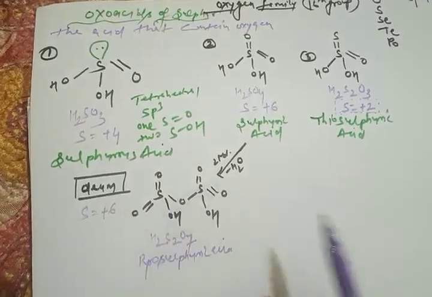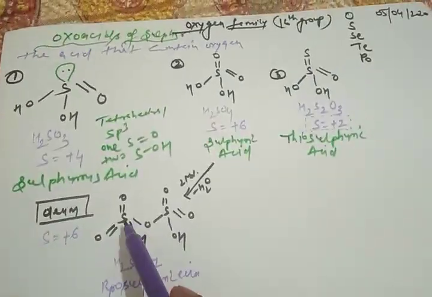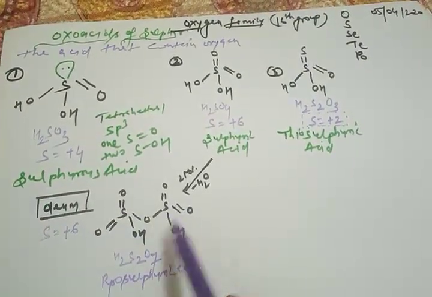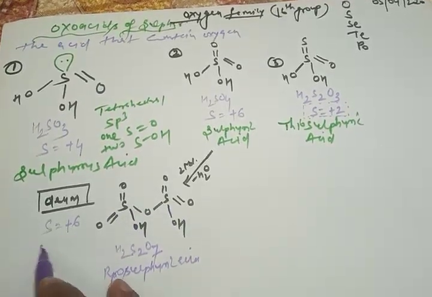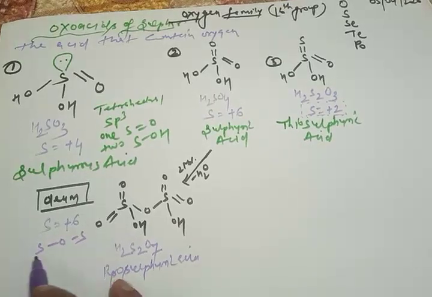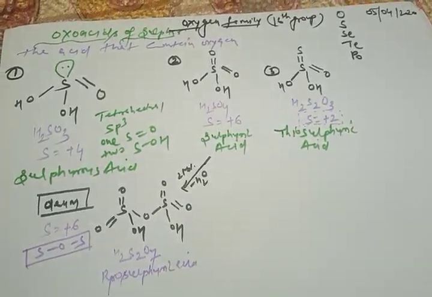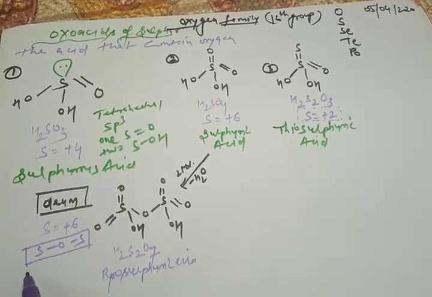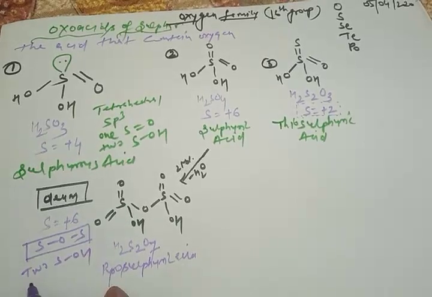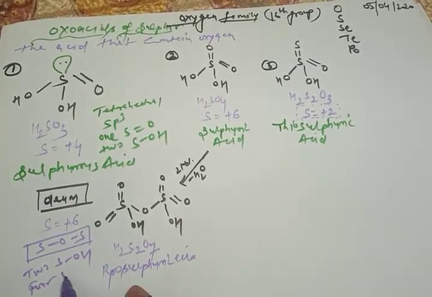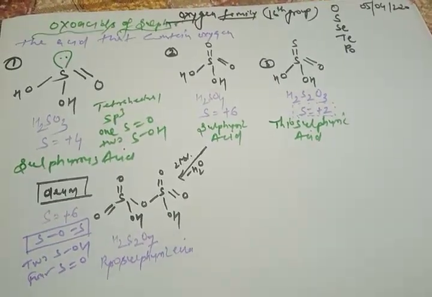Then again, the type of bonding if we discuss. The type of bonding is very simple: 4 S double bond O, 2 SOH bonds, and 1 SOS linkage. SOS, this is the difference with pyro. So these are the types of bonding.